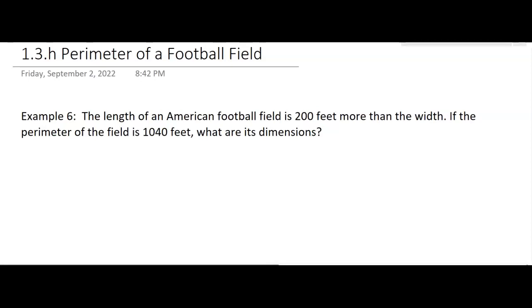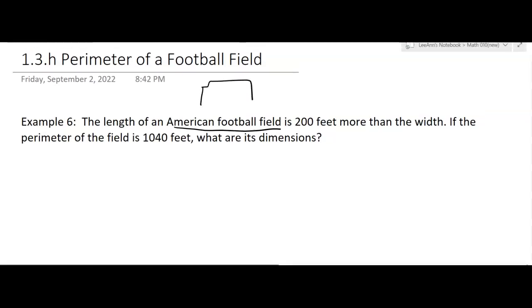So in this problem, we're going to talk about the perimeter of a football field. So an American football field, it says the length of an American football field is... okay, so wait. You have to know what the shape is of an American football field, and that it's a rectangle. Oh, well, it's going to be a rectangle if I can draw a rectangle. Okay.